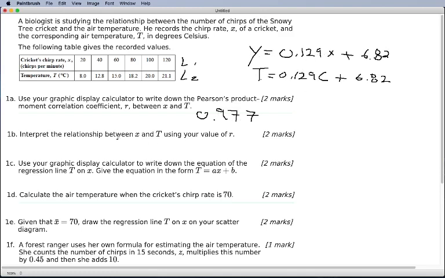All right. So if we look at the second part, we have 1b, interpret the relationship between x and t using your value of r. We can see the value is 0.977, so it's a very strong correlation. And this value is positive, so we have a very strong positive correlation between x and t. That's kind of what they're looking for.